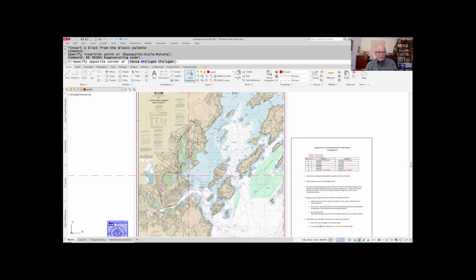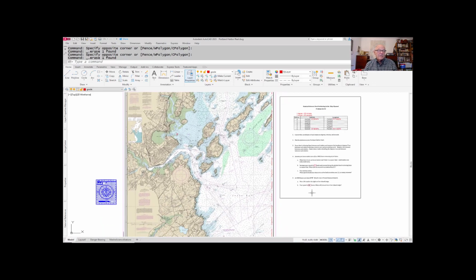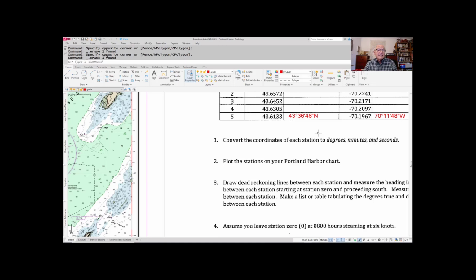Now, just so there's no confusion, I'm going to erase the lines I've already put in. I'm just going to delete them so there's no confusion about what it is that I'm doing. Now let's go down here and put in station 5.